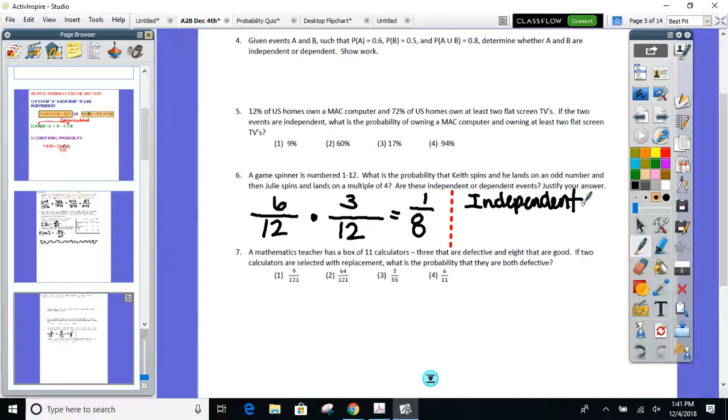And then we're going to go to 7 because why not? I got to do the problem that involves calculators, right? Being the math guy.